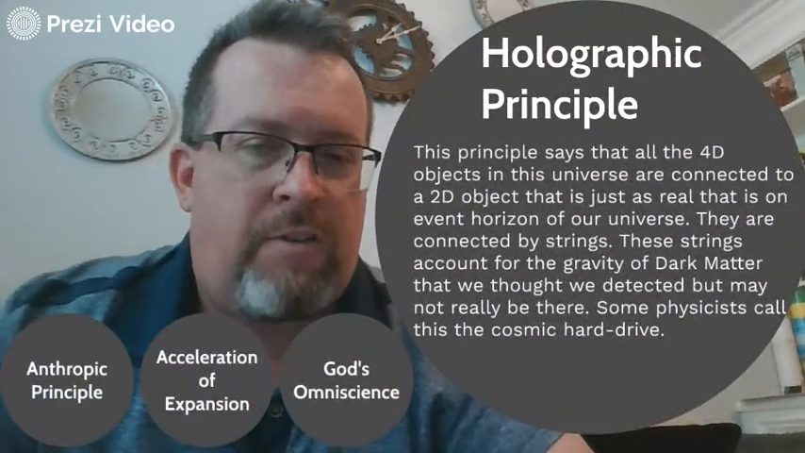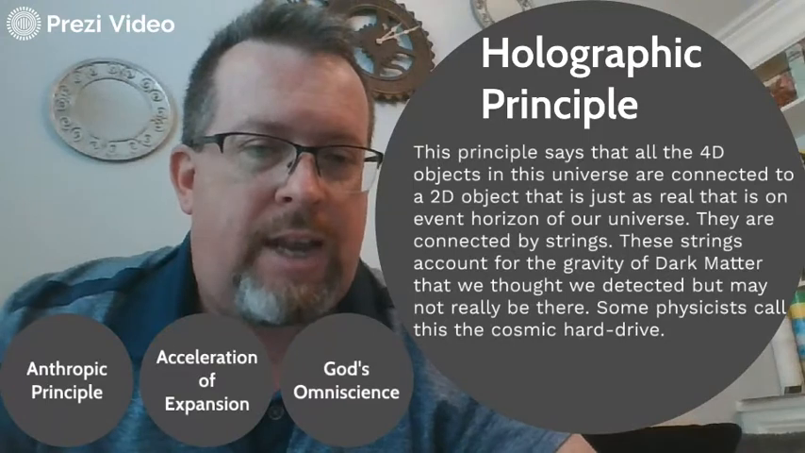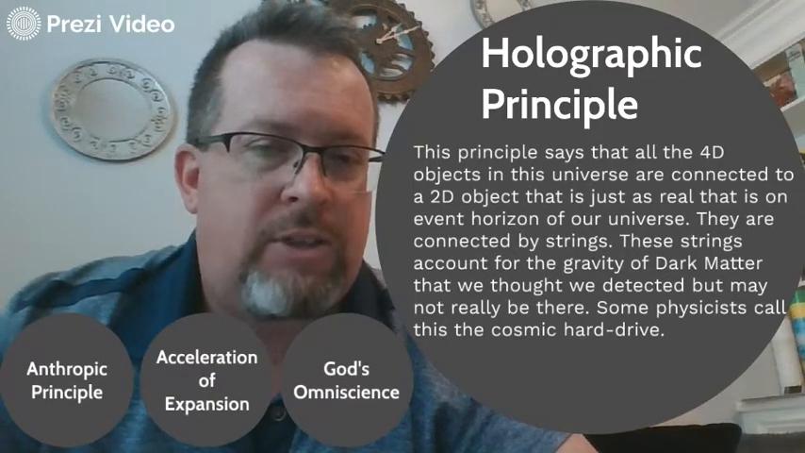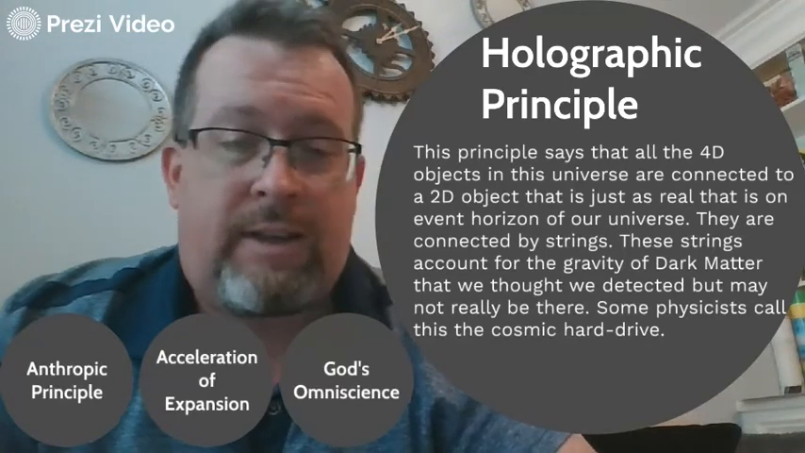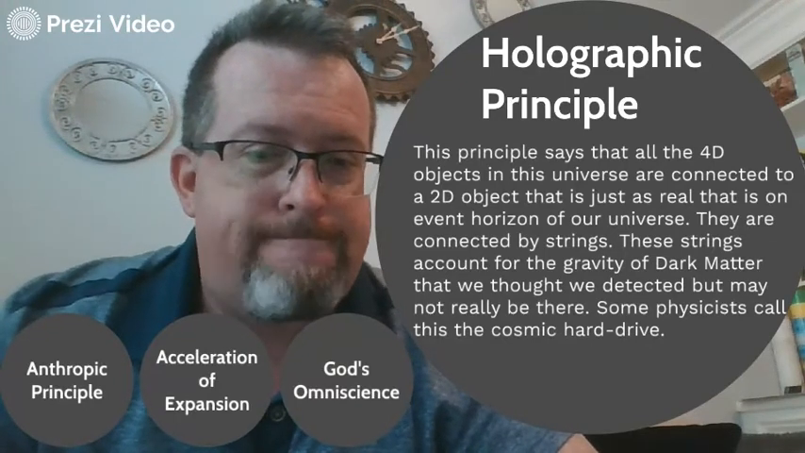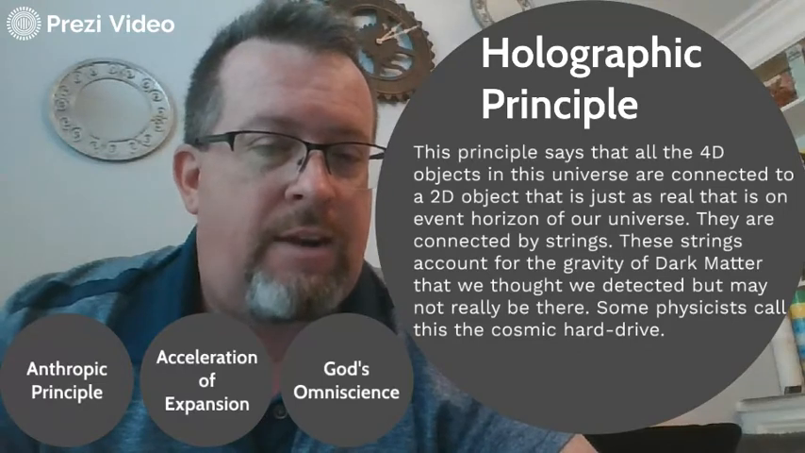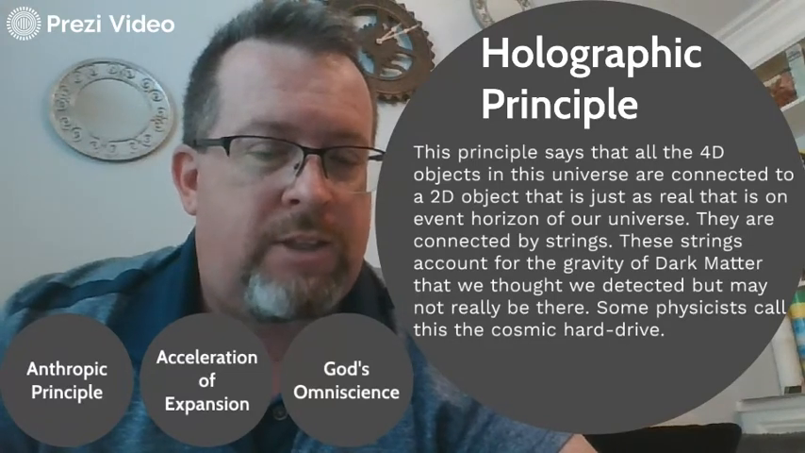Again, we talked about the holographic principle, where the principle says that all of the 2D objects in this universe are connected to 4D objects, or you could say 4D is connected to 2D, that is on their event horizon. They are connected by strings, and these strings account for dark matter as well as dark energy.